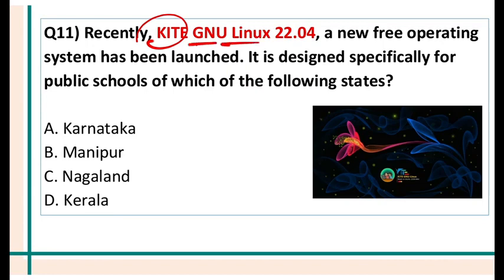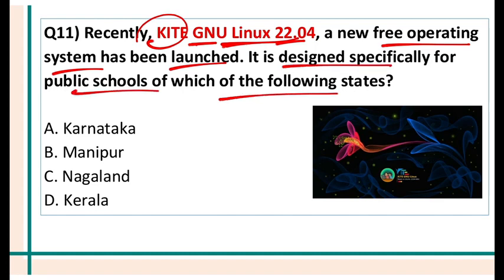Kite GNU Linux 22.04 is a new free operating system that has been launched. It is designed for the public schools of which state? So what is Kite? Kite is basically an institute called Kerala Infrastructure and Technology for Education, Kite. So Kite GNU Linux is an operating system for the government schools in Kerala.